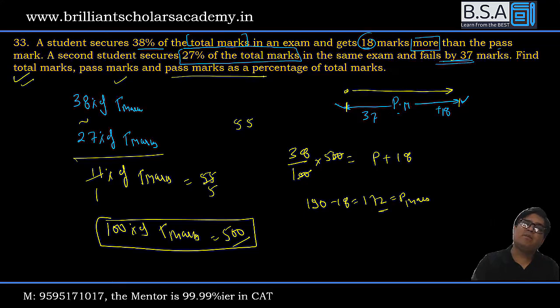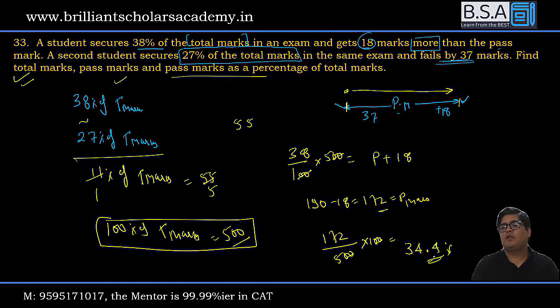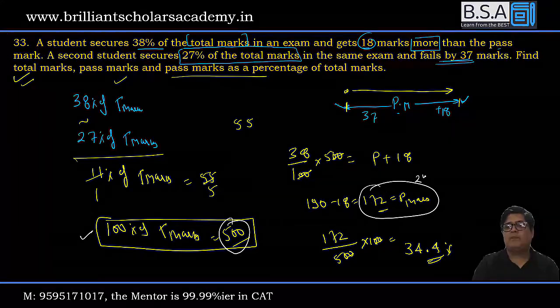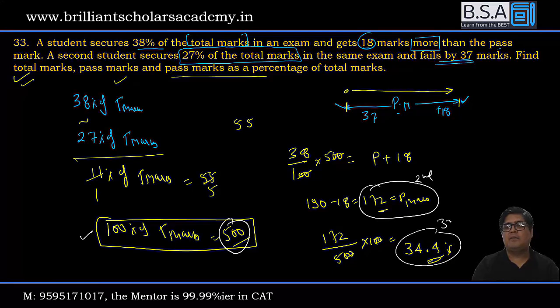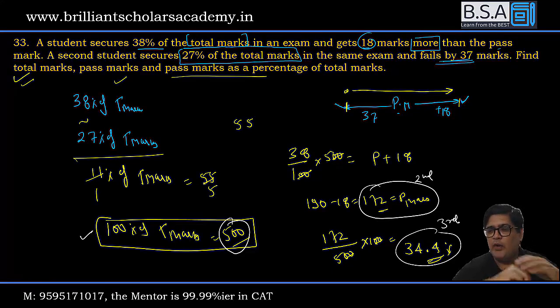पास मार्क्स एज अ परसेंटेज ऑफ टोटल, इट्स 172 by 500 into 100. कर दो परसेंटेज कैंसिल, 0 0 कट गया. 5 से डिवाइड होगा 3 times 15. 22 डिवाइड होगा 4 times. Remaining is 2. 2 upon 5 is 0.4. So all three answers are ready for you. First answer 500. Second answer 720. And third answer is 34.4 percentages.